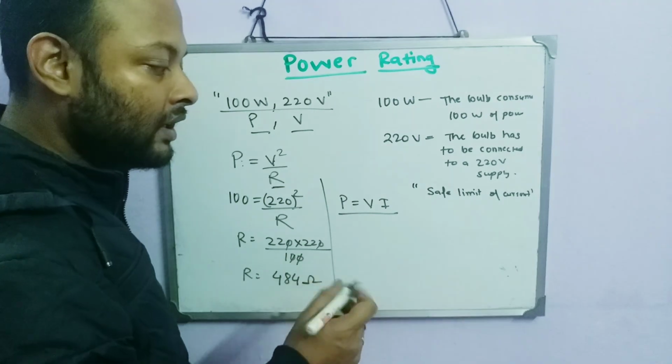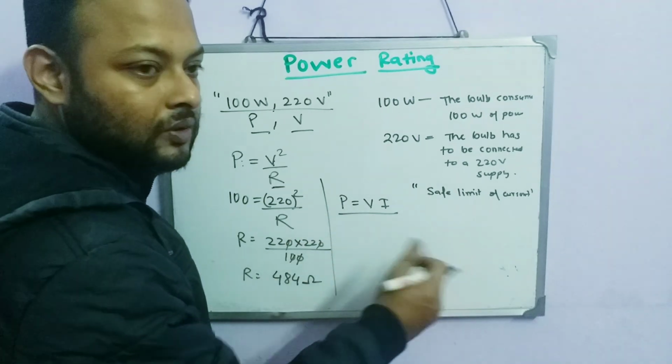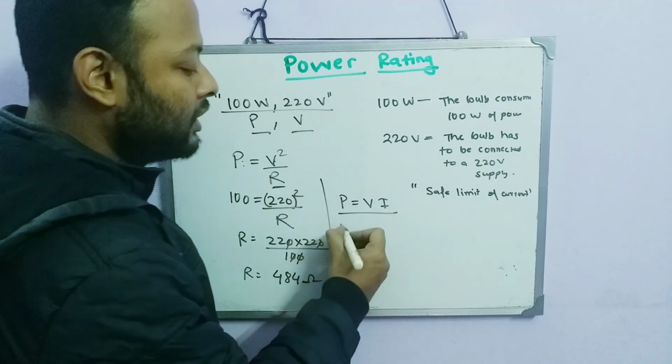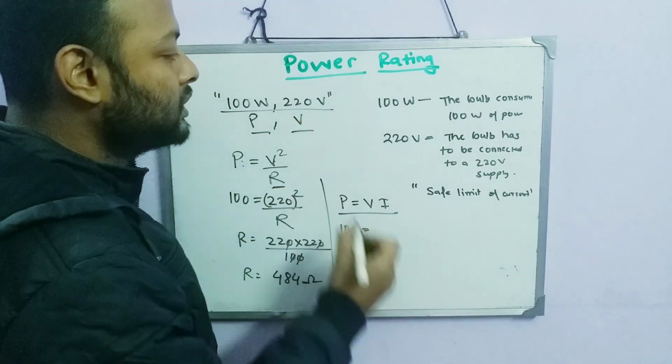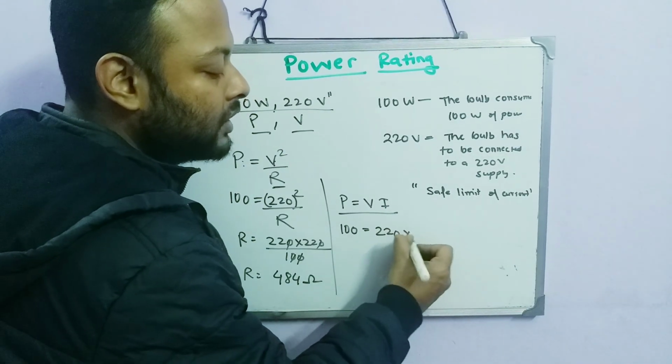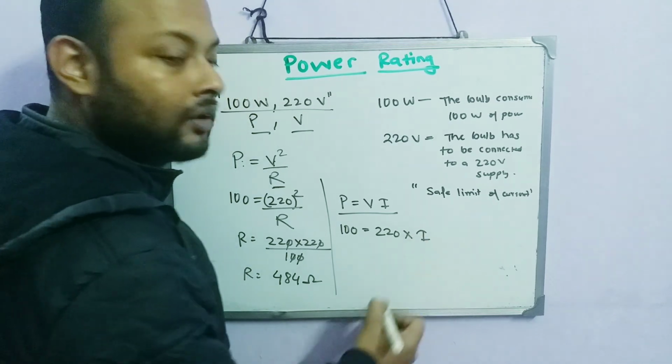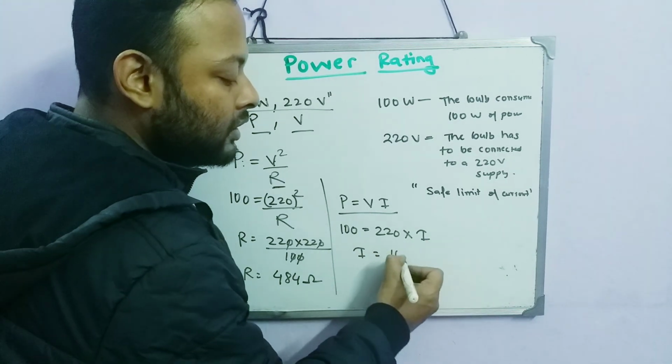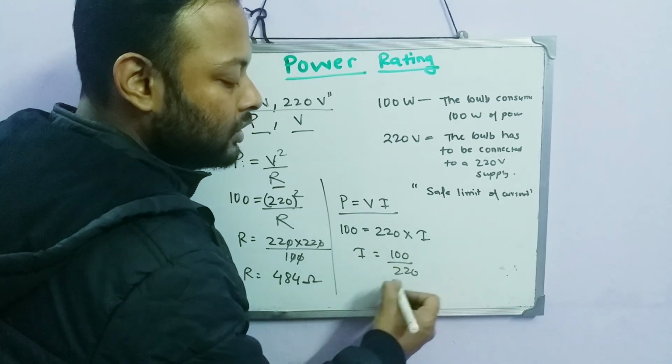Power is equal to VI. I will use this formula. This formula was also there. So power is how much given? 100. V is how much given? 220. And current is given. Current I need to find. So current becomes 100 by 220.